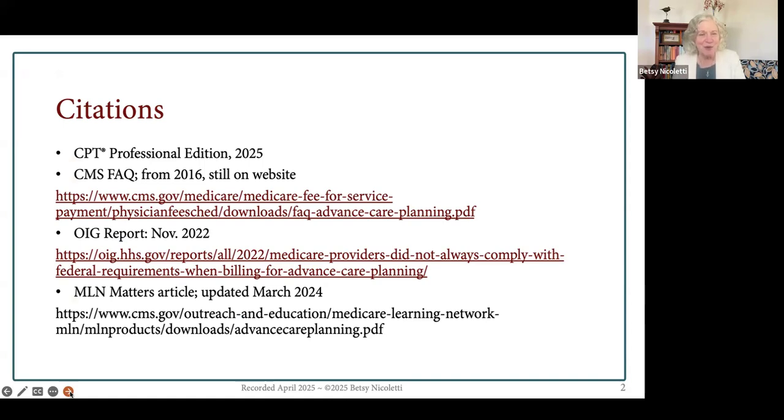It's not only still on their website, but when the OIG did their report about advanced care planning in 2022, they referenced that frequently asked question document. And then the MedLearn Matters article, which was updated in March of 2024, but really with no substantive changes from the original MLN article in 2016.